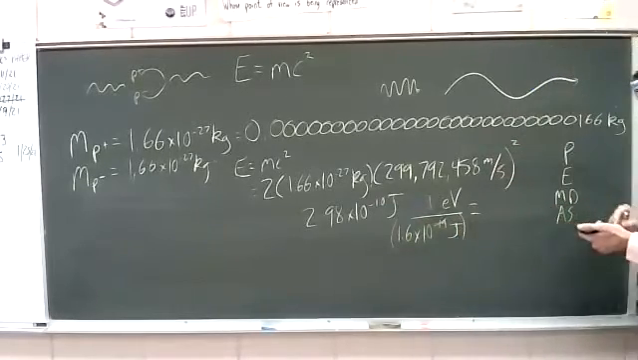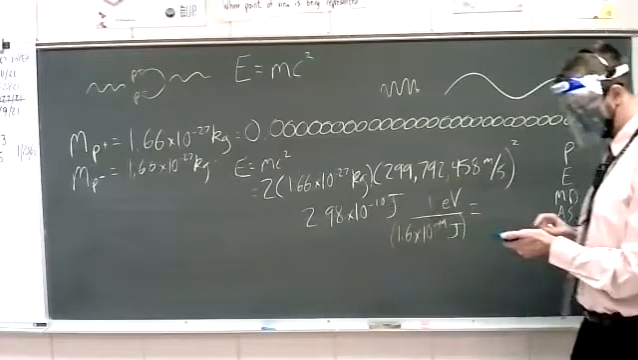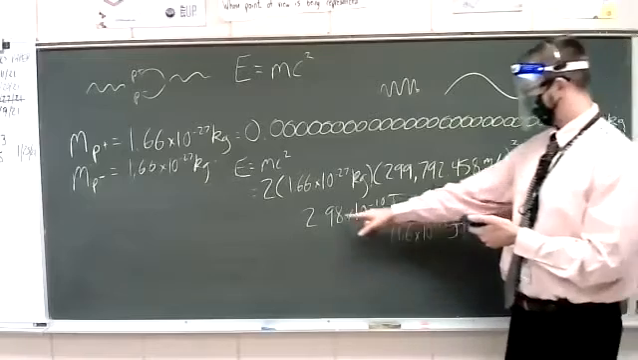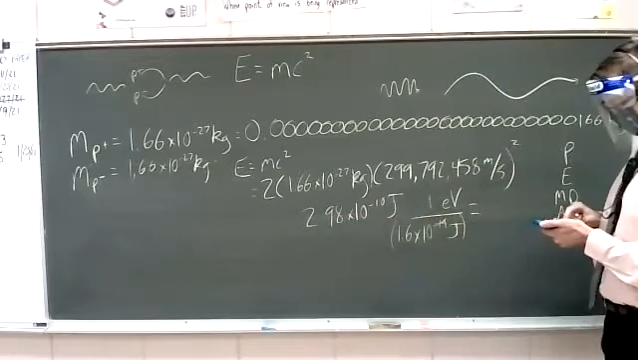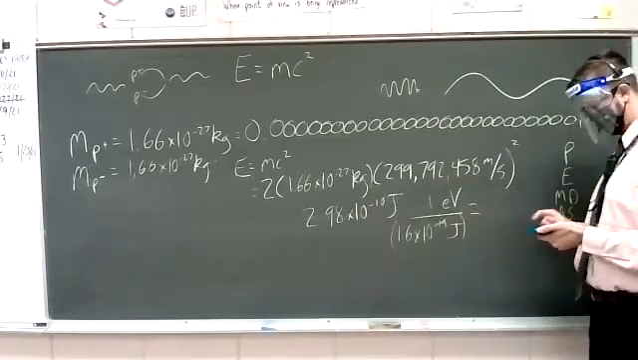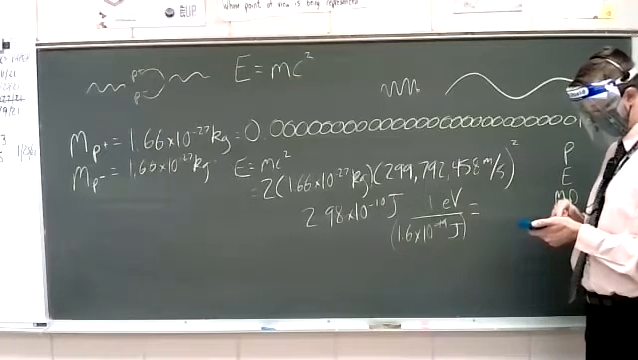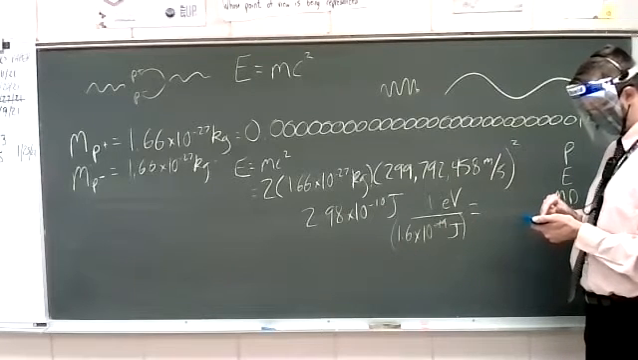So give your calculator the language it understands. So I'm going to take this number divided by, open parentheses. Got it. Use parentheses when you're dividing by something in scientific notation. 1.6 by 10 to the negative 19.